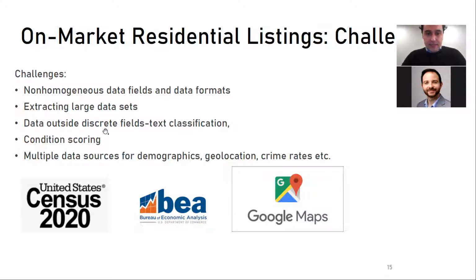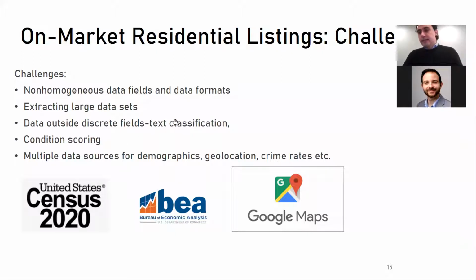It's less of a concern for APIs, like some of the data vendor APIs such as Data Affinity. Then there is data outside of discrete fields that needs to be classified, like reading property descriptions to infer things that weren't contained in a discrete field, like how many units a property has, or condition scoring properties, which is another example.